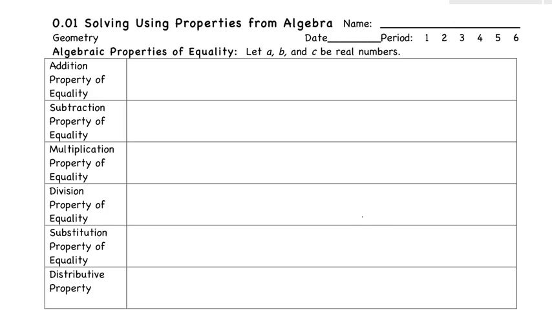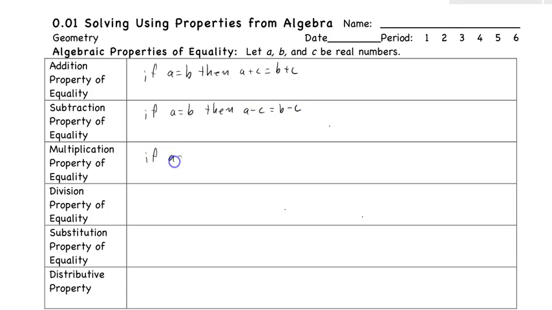Addition property of equality. If you have two numbers that are equal to each other, or two expressions that are equal to each other, then you can add the same thing to both sides of the equal sign. Whoa, crazy, right? Same thing for subtraction. If you have two expressions that are equal to each other, then you can subtract the same thing from both sides of the equal sign.